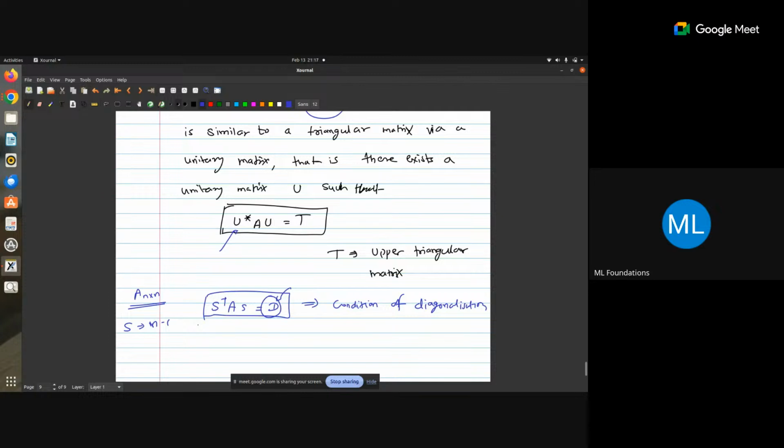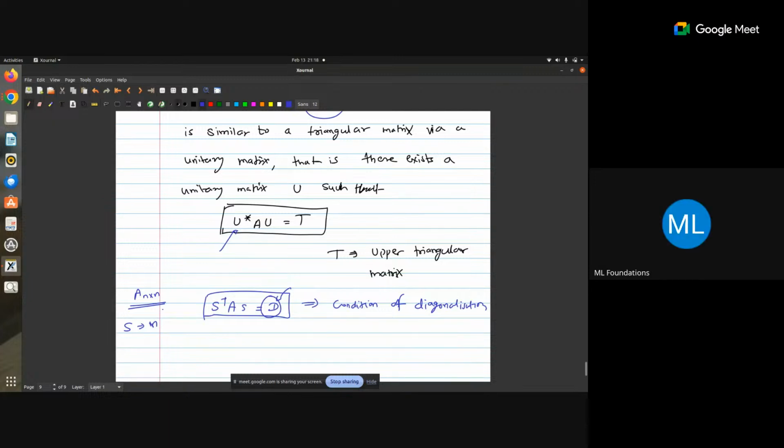The condition is very clear: if you have an n cross n matrix, you should have n independent eigenvectors. If you have n independent eigenvectors, you take all of them and put them into a matrix, just adding all the columns, to create a matrix S. Now you take its inverse and do the multiplication S inverse A S, and you will get that diagonal matrix. What is the diagonal matrix? All the eigenvalues along the diagonal, right?